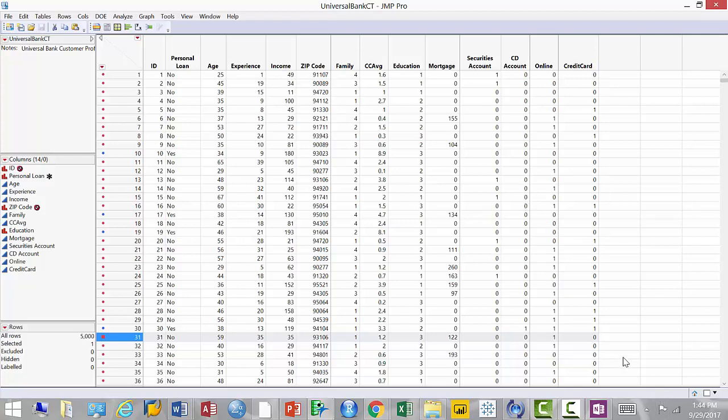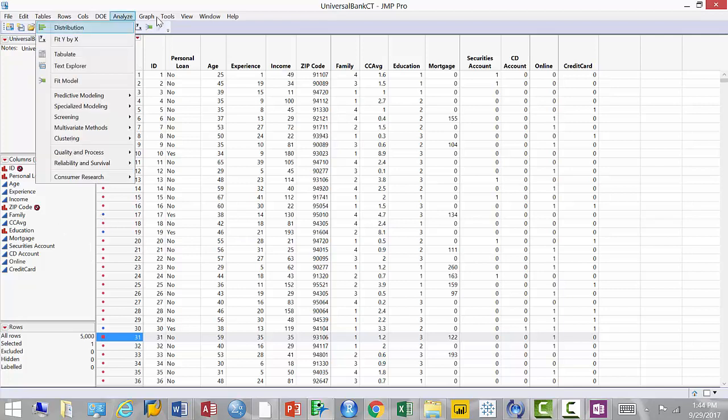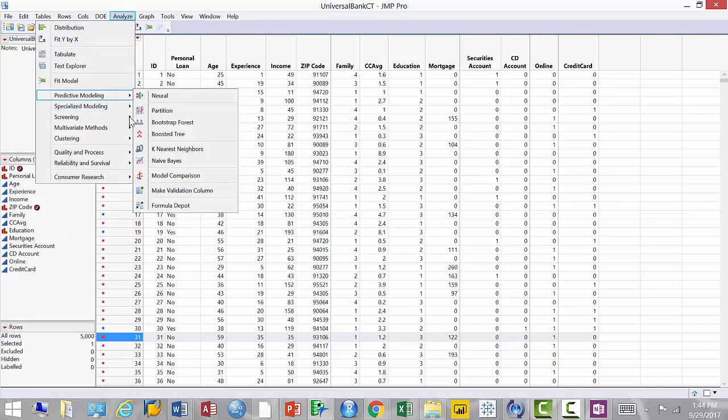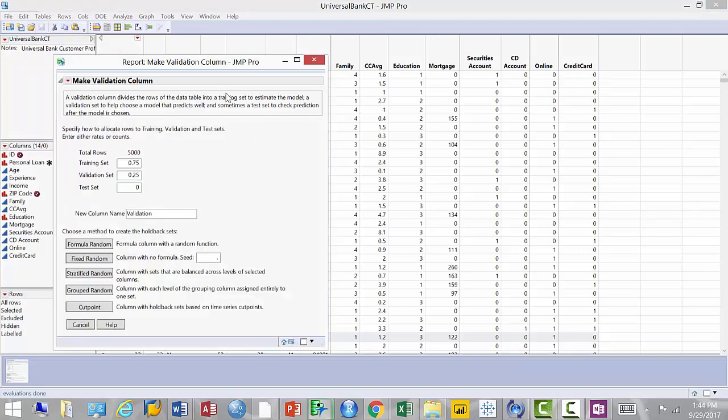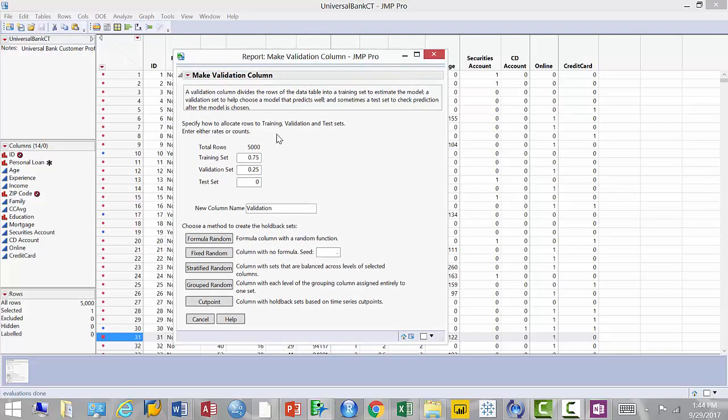Okay. So I'm going to split my data set of 5,000 observations into the training set and validation set. I'm not going to have a testing set for now, okay? How to do that? Analyze menu, predictive modeling, and can you guess what's next? Make validation column, right? Kaboom. Right there it says, dear sir, you have 5,000 observations, and can you please specify what proportion of these 5,000 observations goes into each set? So by default, they offer me 75 training set, 25 validation, and testing 0%.